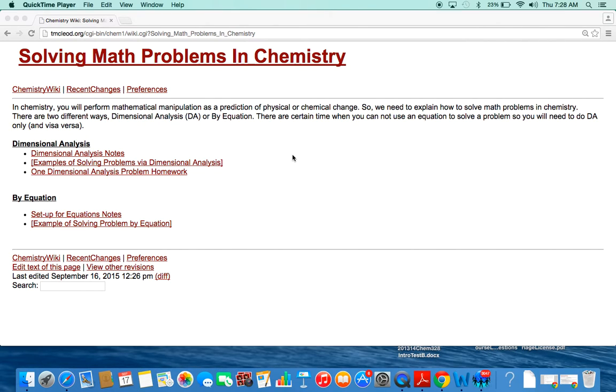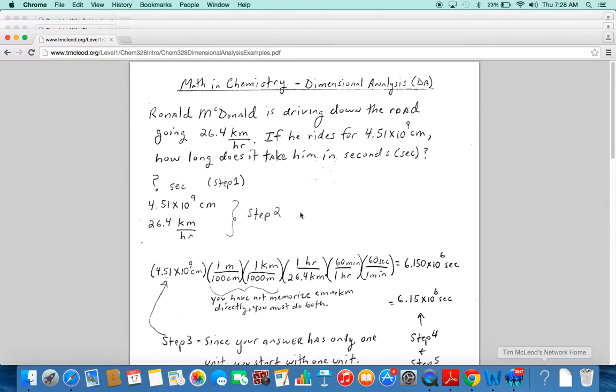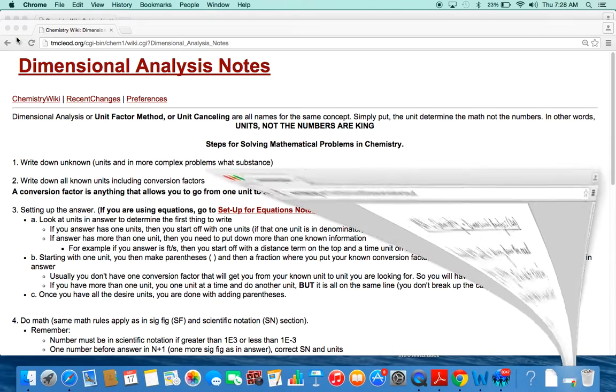This is a video on how you solve problems, usually mathematical problems, in Mr. McLeod's chemistry class. By this time, you should have opened up this page and read it, and also this page and read it, and this page, which is an example, and take a look at it.